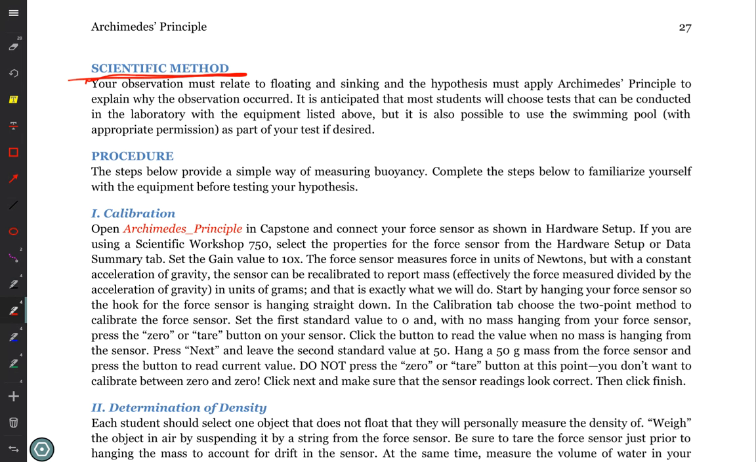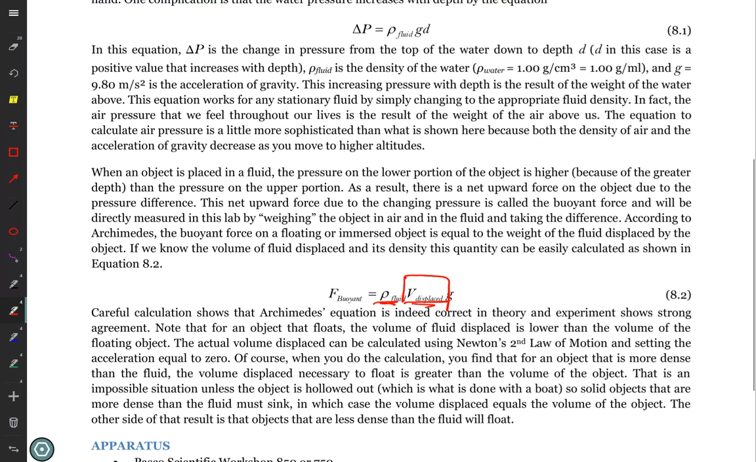The way to test it is pretty straightforward. You're going to have the measurement of the buoyant force. Now I'm telling you how to do this, but you obviously have to write your own procedure, because I don't tell you how to do it for procedure. But you have the measurement of the buoyant force and the measurement of the weight of the displaced fluid, and you're going to compare those. If they're equal, then you'll have confirmed Archimedes' principle. If they're not equal, then you will have shown that he was wrong.